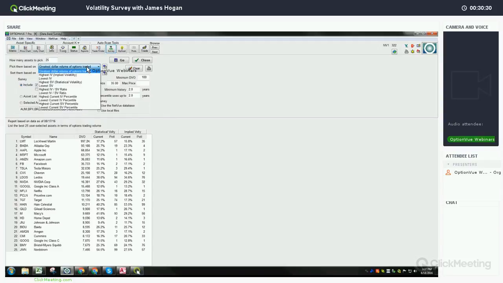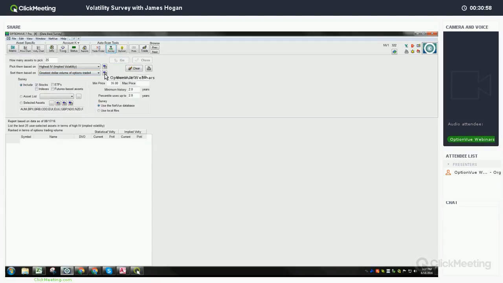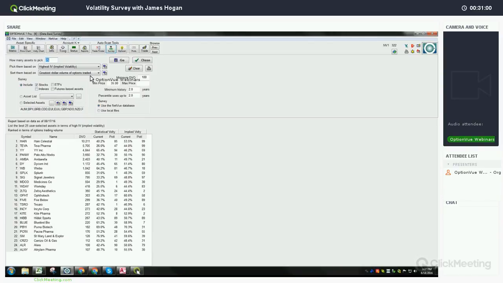Now you can go in further. What this is doing is looking at these IV percentiles, SV percentiles, and IV/SV ratios, and you can combine these. So you could say, I want to look at the stocks that have the highest implied volatility right now, period, and rank them based on greatest dollar volume of options traded. And we can see the top 25 of those.